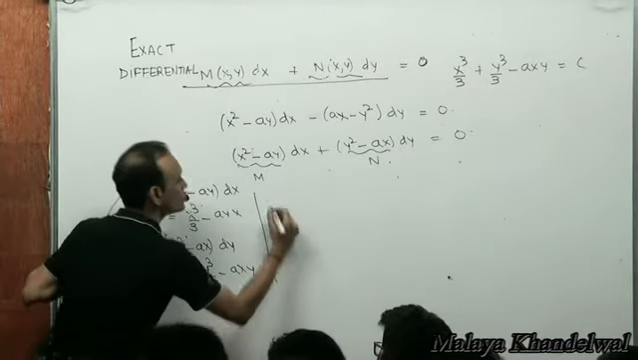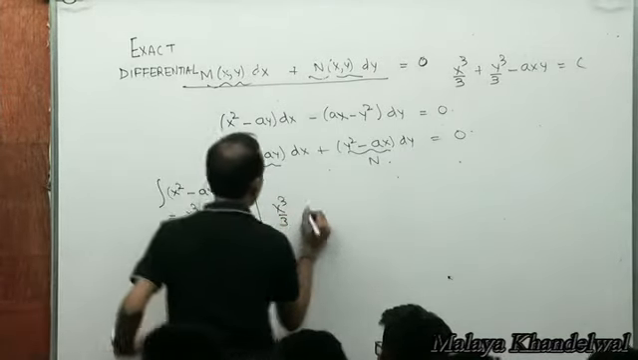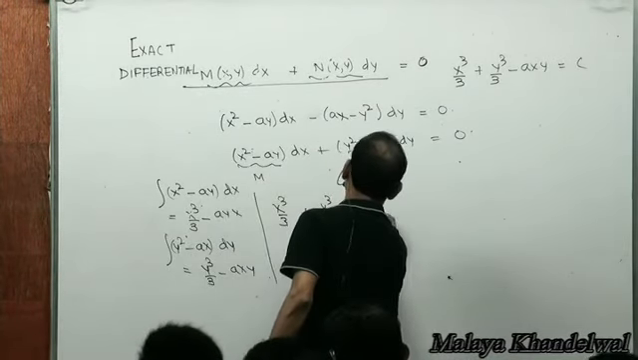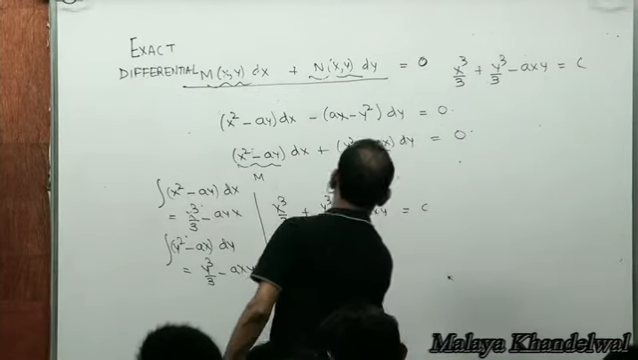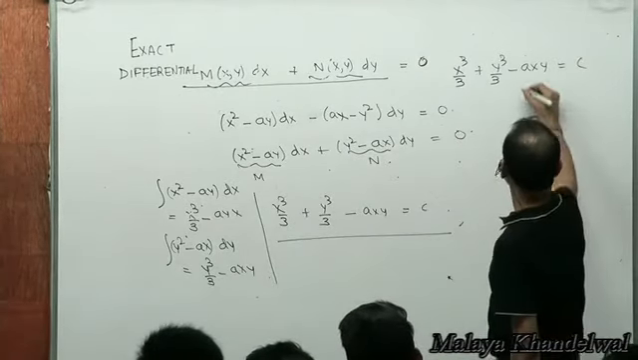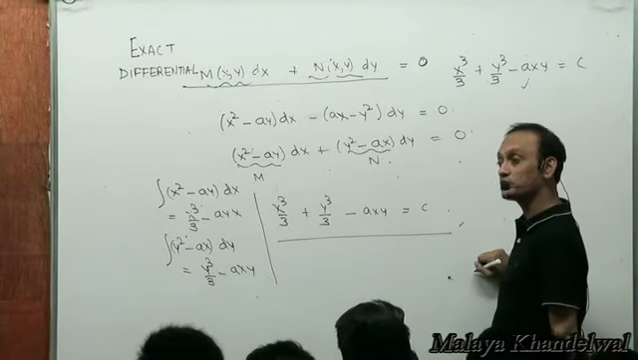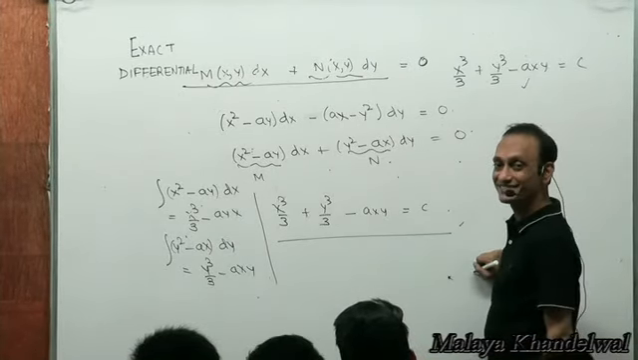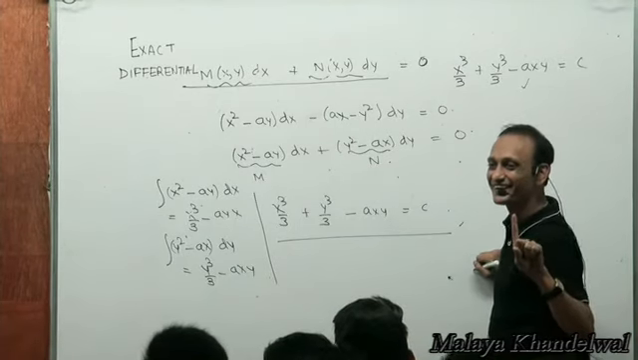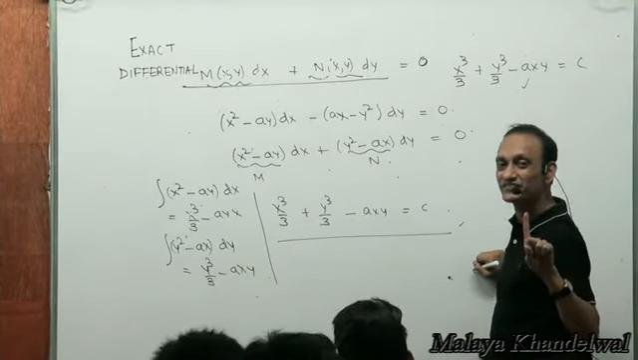So then the solution is going to be x cube by 3 plus y cube by 3 minus axy equal to constant. That will be the solution. Is it the same? Yes. It will always work. Don't use these stunts in school. Okay?